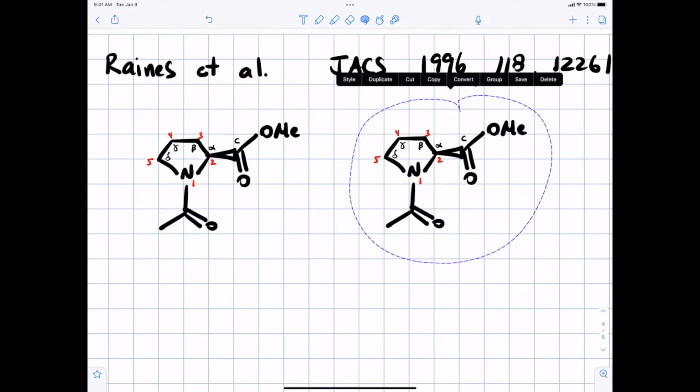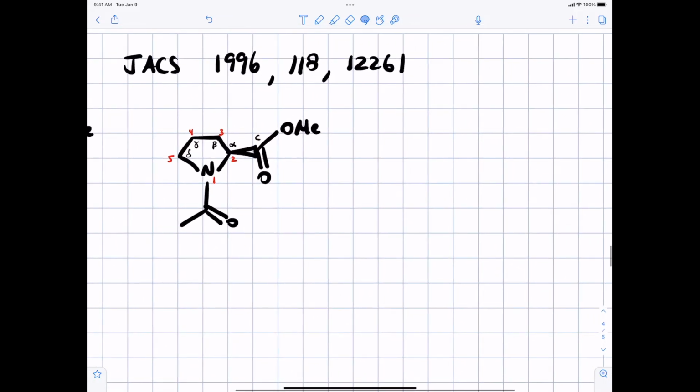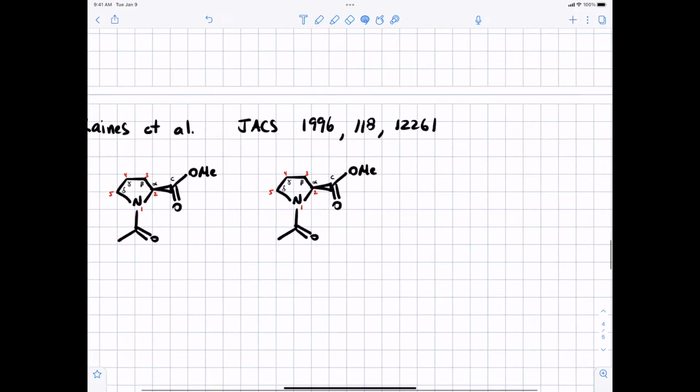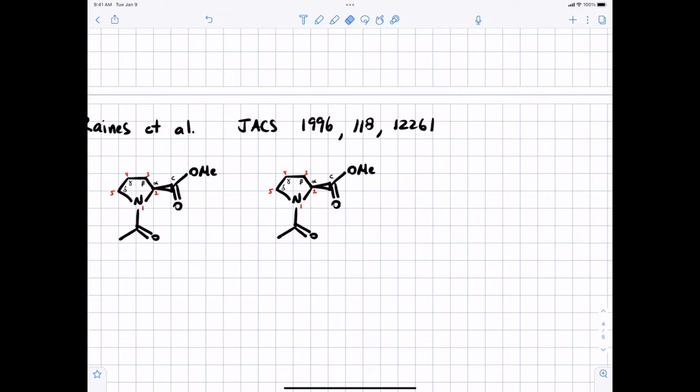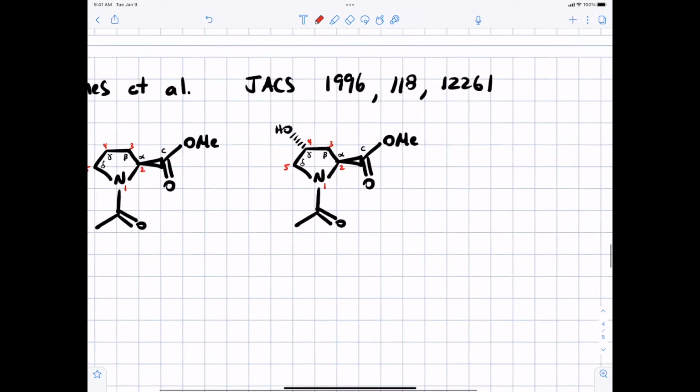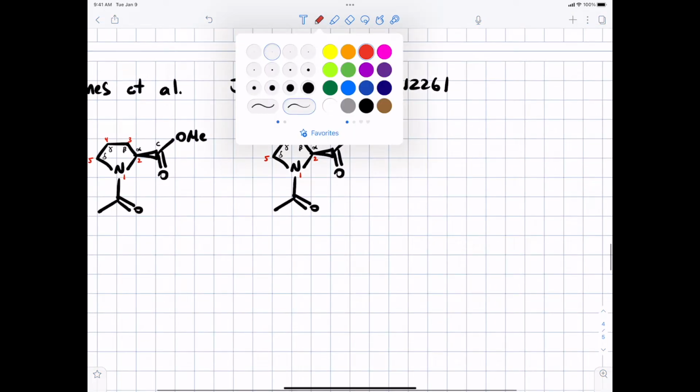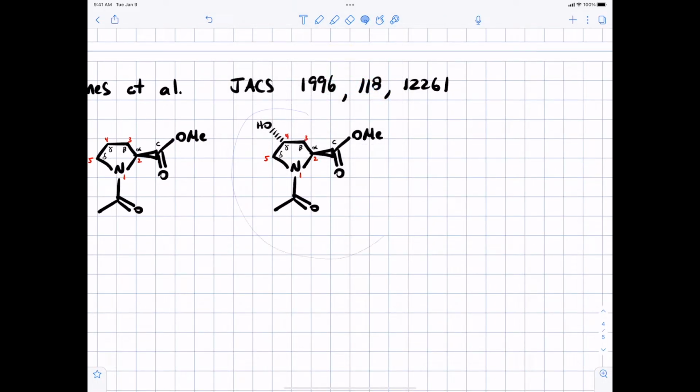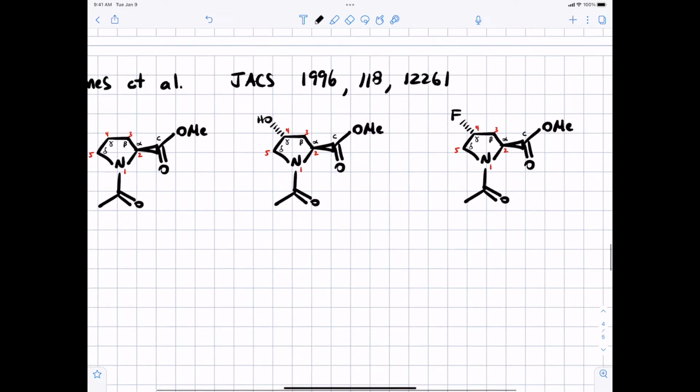In this paper, Raines compared conformations of these. And the nice thing about proline is that you can do a lot of conformational analysis by NMR, because the NMR spectrum is pretty easy to interpret. So this is 4-hydroxyproline, and then we'll do the same molecule, but instead of hydroxy, we'll put fluoro there. Okay?